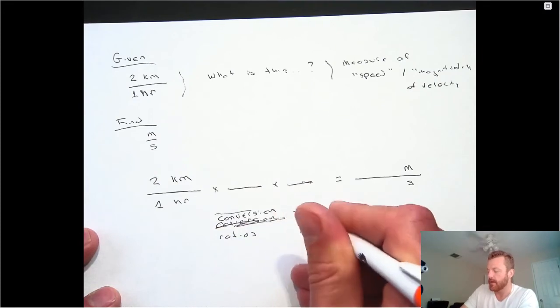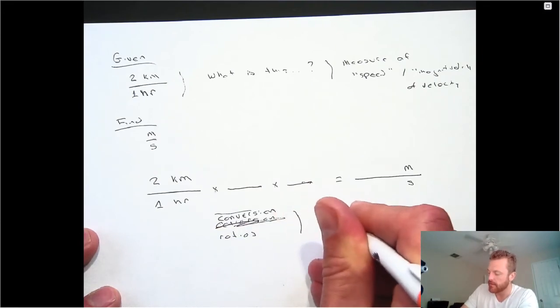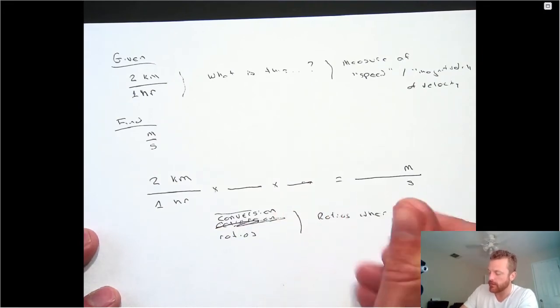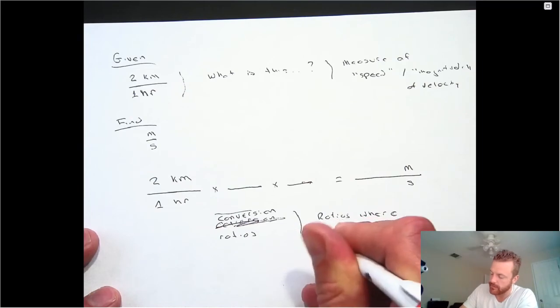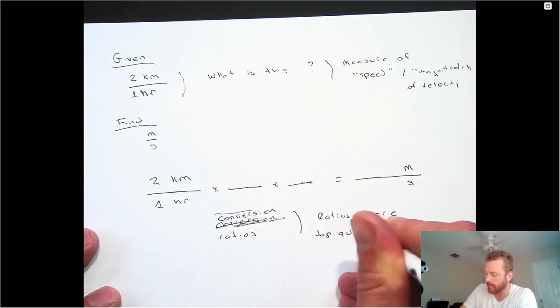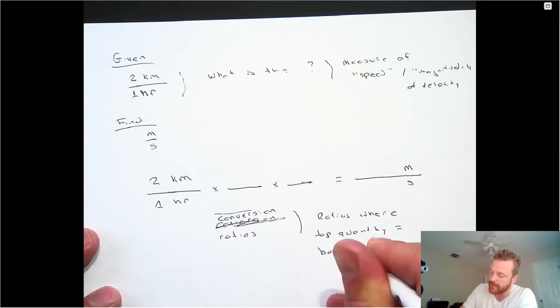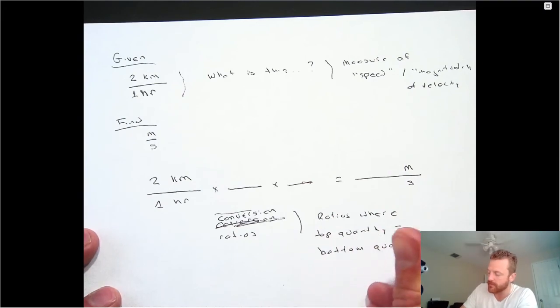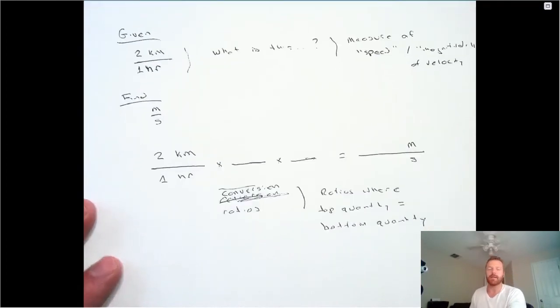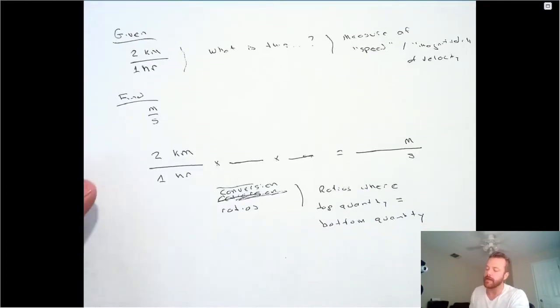Conversion ratios are ratios where the top quantity is equivalent to the bottom quantity. And we don't mean that the number is the same. It's not equivalent in a mathematical sense. It means we're describing the same thing. It's just 2 different ways to write it.